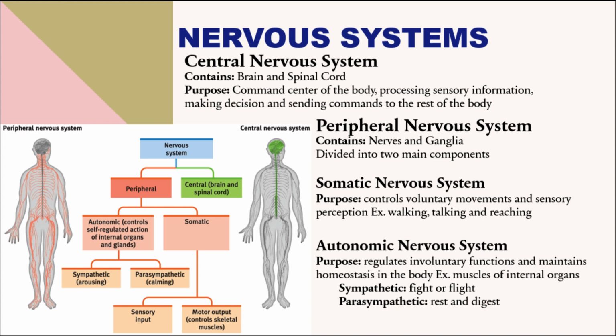The sympathetic division is responsible for the fight or flight response, activating during stress or emergency. It increases heart rate, dilates pupils, and redirects blood flow to muscles. The parasympathetic division promotes rest and digest activities, helping to conserve energy and maintain bodily functions during periods of relaxation. It slows heart rate, constricts pupils, and stimulates digestion.